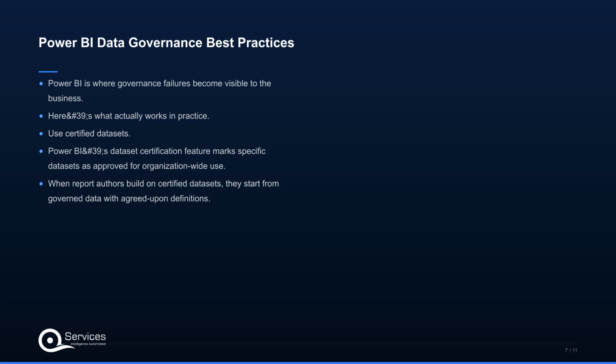Enforce sensitivity labels. Sensitivity labels, configured in Microsoft Purview and applied in Power BI, classify reports as confidential, internal, or public. They block users from exporting restricted data to Excel and limit external sharing. This matters especially in regulated industries. If your organization handles patient data or financial records, sensitivity labels are part of your Azure HIPAA compliance posture and not optional.